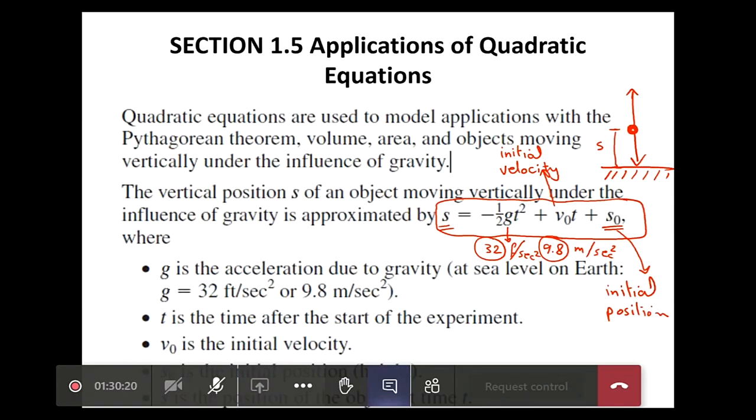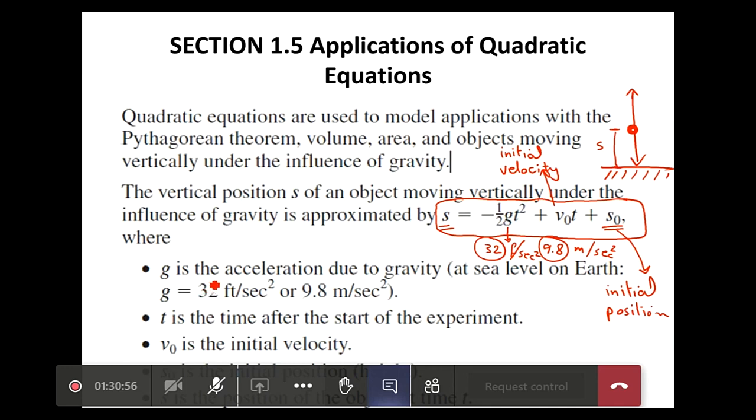This means S naught, the height of the object above the ground, the distance between the ground and the object at the moment of launch. This is the initial, at time zero. At time zero, what was the height? At time zero, what was the velocity? Okay. V naught, initial velocity at the moment of launch. S naught, the distance between the object and the ground at the moment of launch.